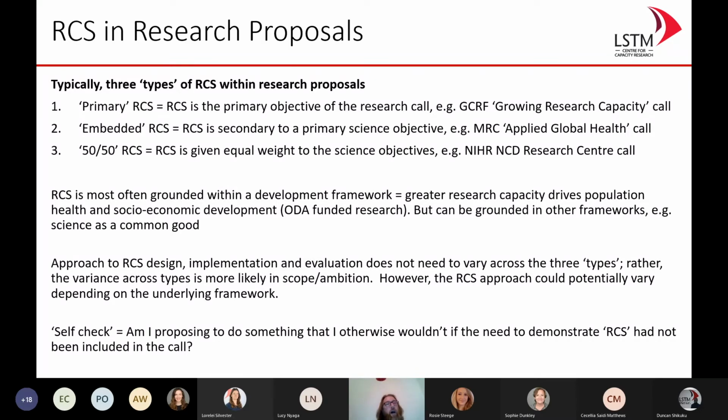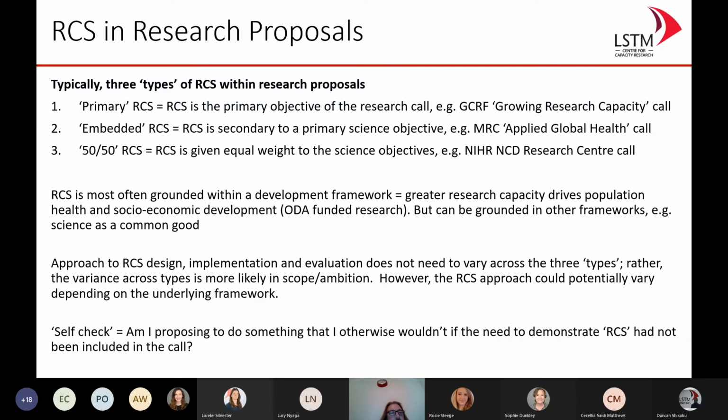Irrespective of these three types, RCS is most often grounded within a development framework. And the underlying premise here is that greater research capacity will drive population health and socioeconomic development. So certainly ODA funded research would typically be based within this development framework, but RCS can be grounded in other frameworks that are not development based. For example, science as a common good.